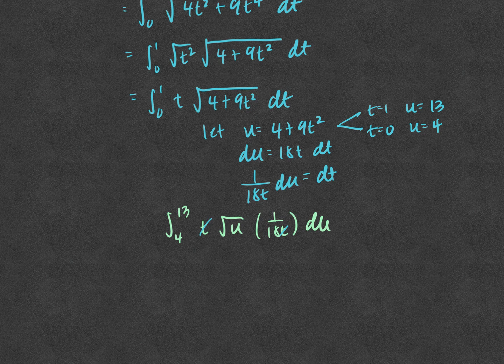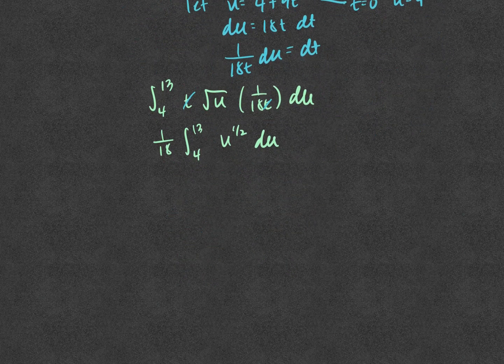The t's are going to cancel. So I'm going to bring my 1 over 18 out front. We have the integral from 4 to 13 of u to the 1/2 du. That's not a bad problem. When we integrate u to the 1/2, we're going to bring down the 1 over 18. So we end up with u to the 3/2. So 2/3 is the coefficient, from 4 to 13.